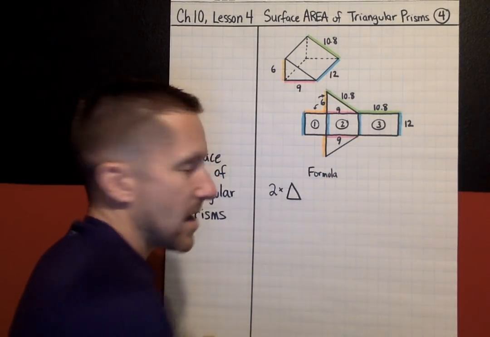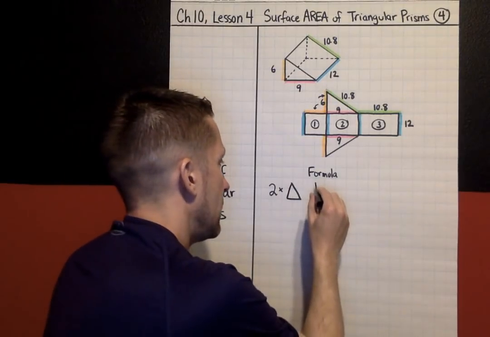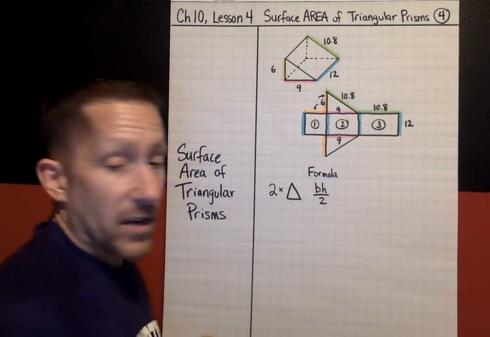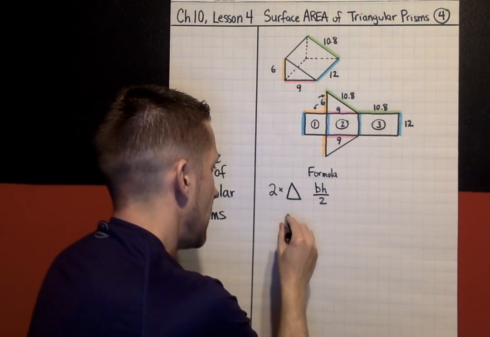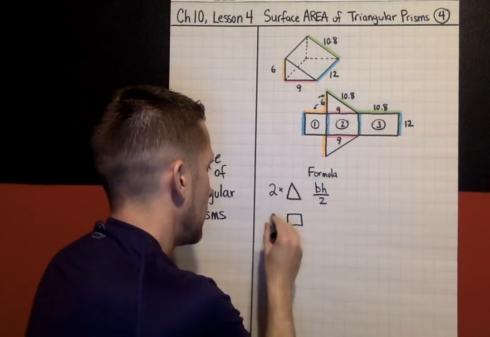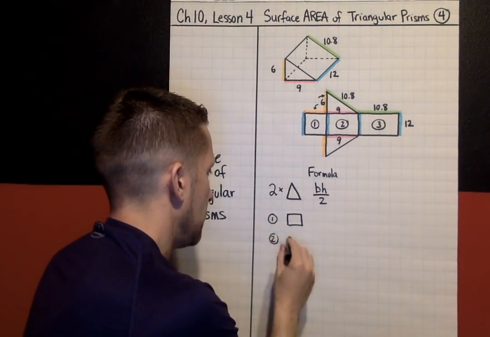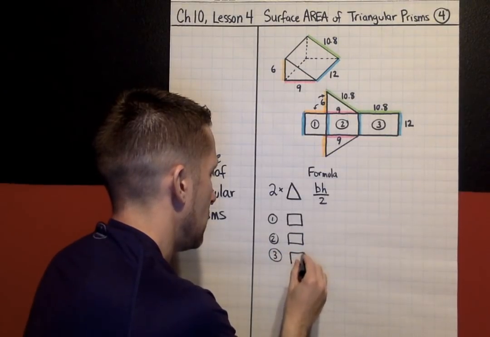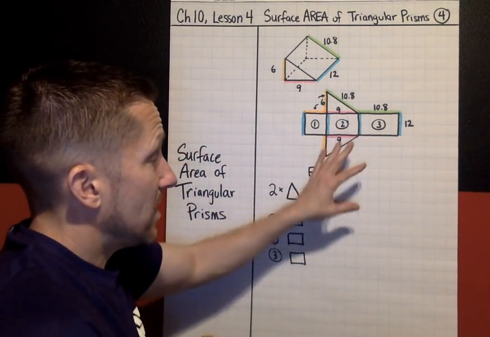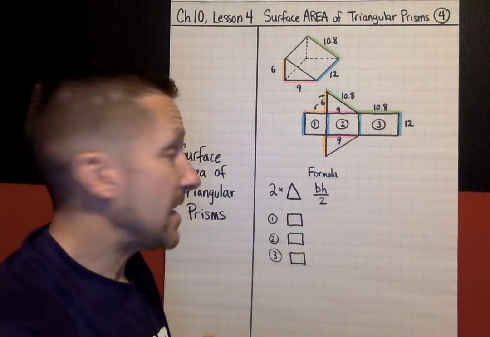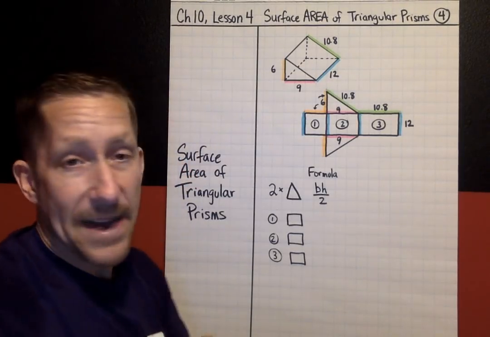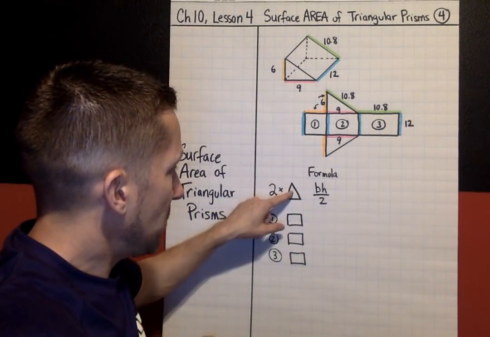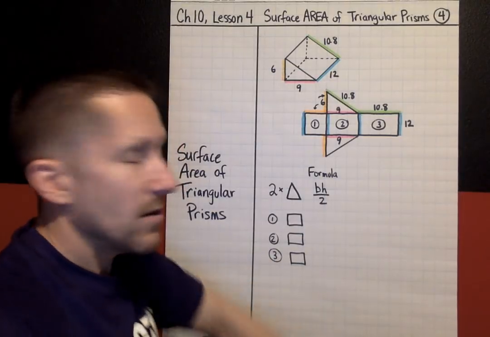The formula for area of a triangle is base times height divided by 2. You're also always going to have 3 rectangles. Here's rectangle 1, rectangle 2, rectangle 3. It doesn't matter what the triangular prism looks like, tall, fat, skinny, wide, you're always going to have these shapes: 2 identical triangles and 3 rectangles.